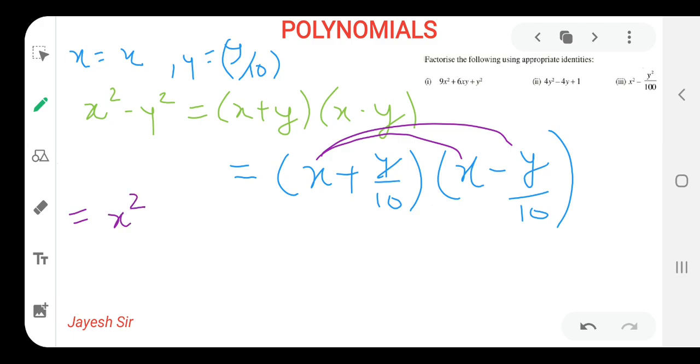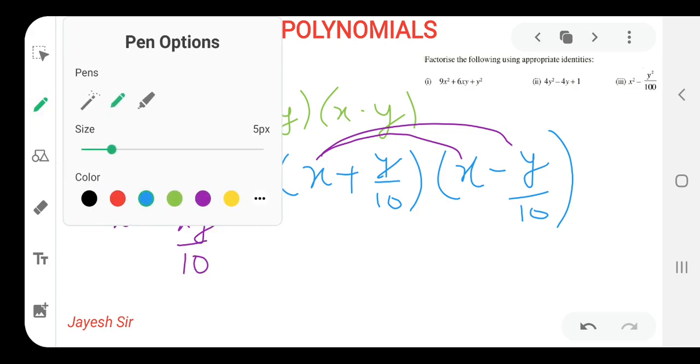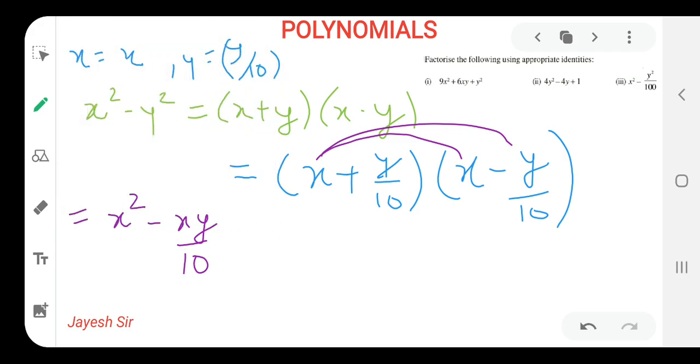X square minus xy by 10. Yes, we have done the first process. Now the second process: y by 10 should be multiplied with this x also, and y by 10 should be multiplied with this y by 10 also. So y by 10 into x is plus xy upon 10. Yes friends, these both can be cancelled. That will be solved in the next step. Now plus y into minus y, that would be minus y square, and 10 times 10 means 100.